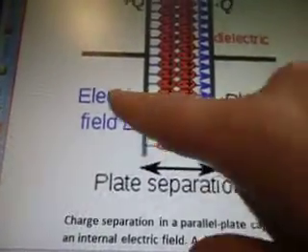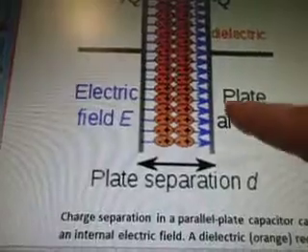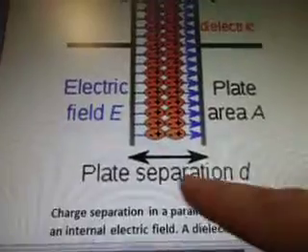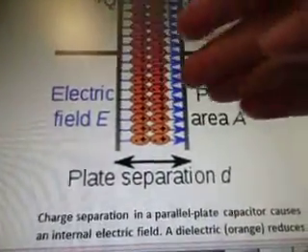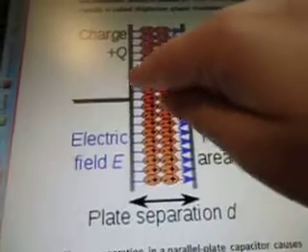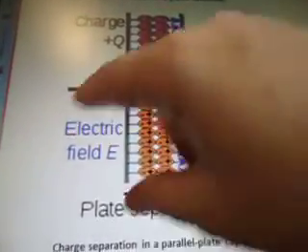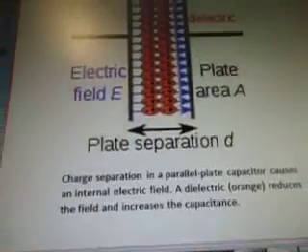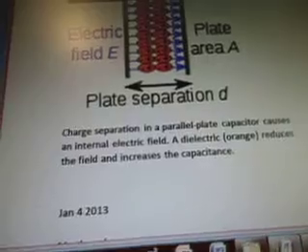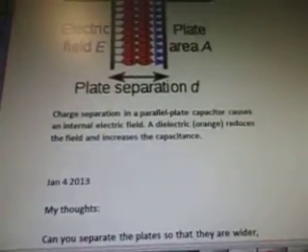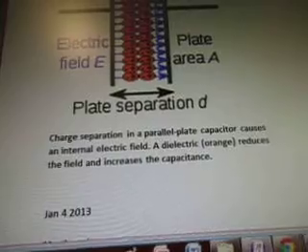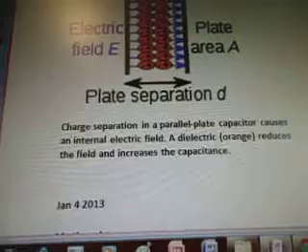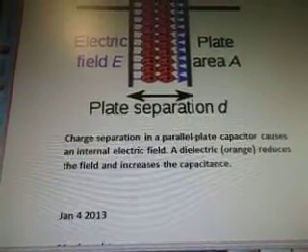Here's your electric field E, which would be your Higgs field. The plate area is your graphite plates and films, mixed with obsidian spheres. And then your plate separation D. So you have a signal on the core. You have a round core with little nanowires sticking out of it. And we're going to create an electric field so that it has this little field going around it. That's part of the formulas. Just envision that. Anyways, charge separation in a parallel plate capacitor causes an internal electric field. So this creates an electric field inside of this area here. A dielectric often reduces the field and increases the capacitance.